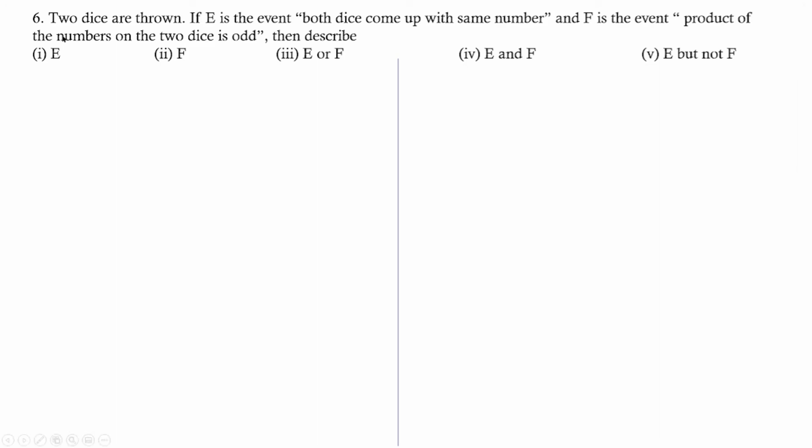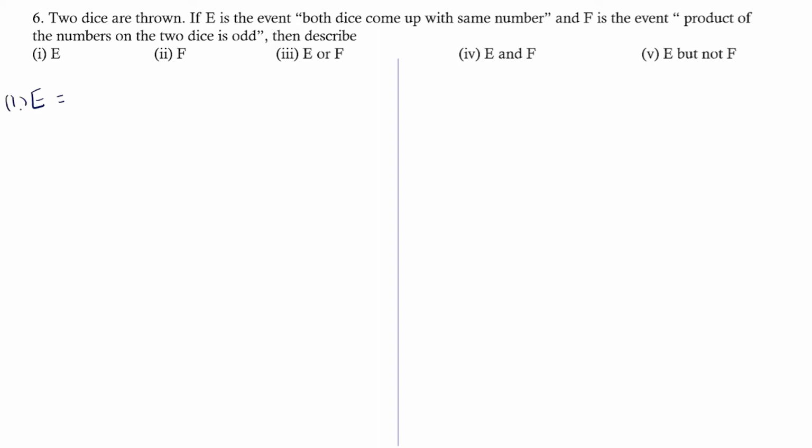Next question. Two dice are thrown. If E is the event, both dice come up with the same number, and F is the event, product of the numbers on the two dice is odd, then describe each of these events. So first, let us write the event E. E is the event, both dice come up with the same number.